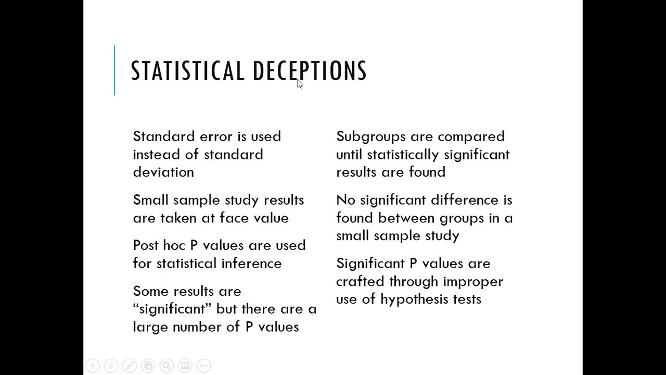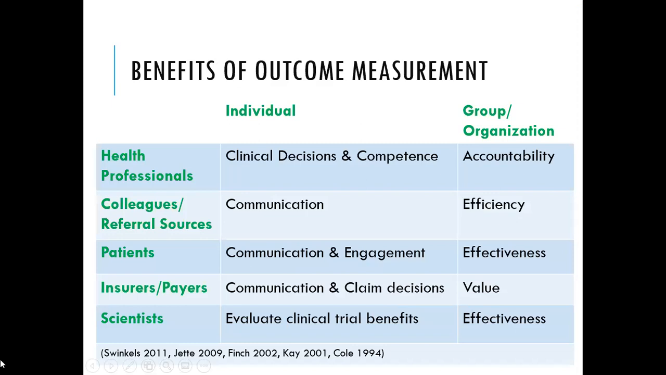Now, there are certain statistical deceptions that we should be aware of, and these statistical deceptions include standard error being used instead of standard deviation. Small sample study results are taken at face value. Post hoc p values are used for statistical inference. Some results are significant, but there is a large number of p values. Subgroups are compared until statistically significant results are found. There is no significant difference found between groups in a small sample study. Significant p values are crafted through improper use of hypothesis tests.